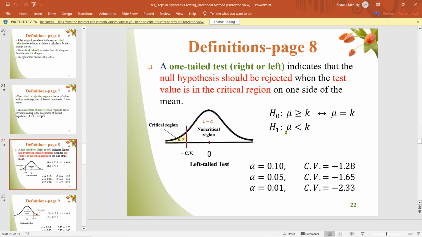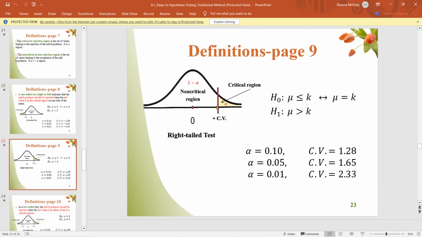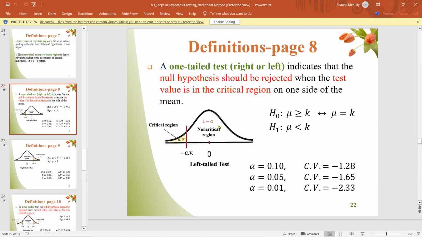What we're doing here, we have some kind of hypothesis that mu is greater than or equal to, say, 20, and the alternative would be mu is less than 20. So that's my left tail. This is a one tail test. We can have a one tail test on the left, or on the right, but either way we only have one critical value. If it's right-tailed, we have a positive critical value. If it's left-tailed, we have a negative critical value.